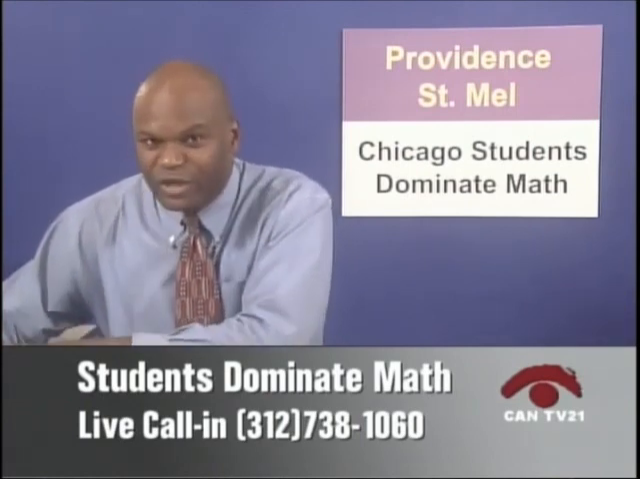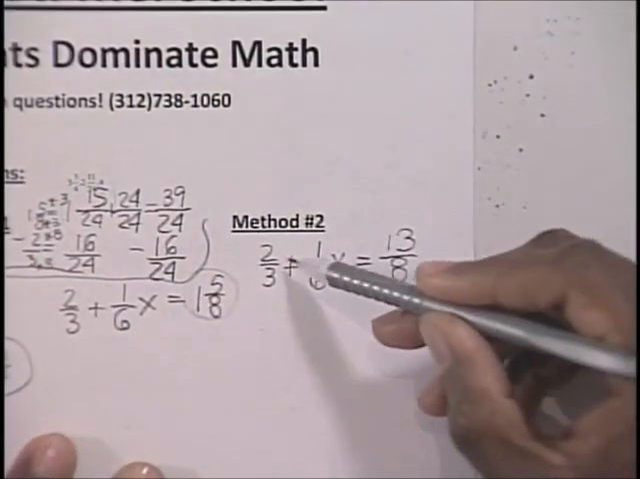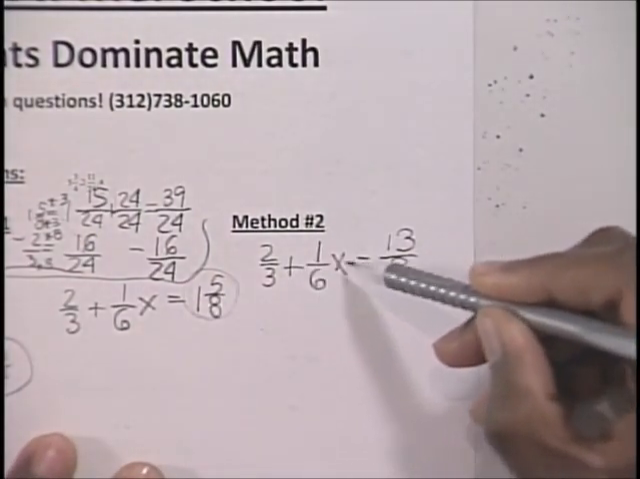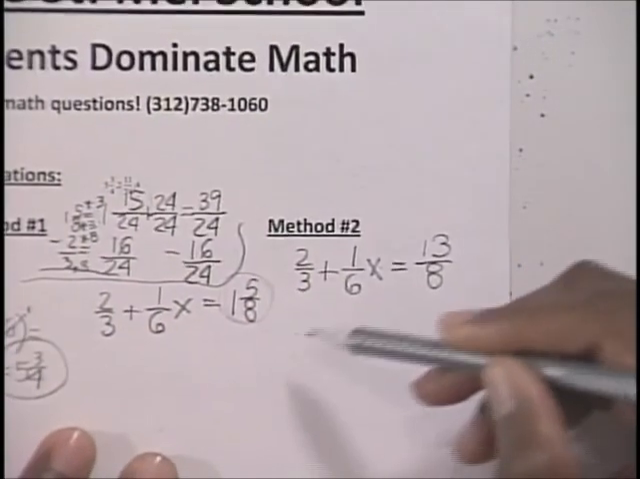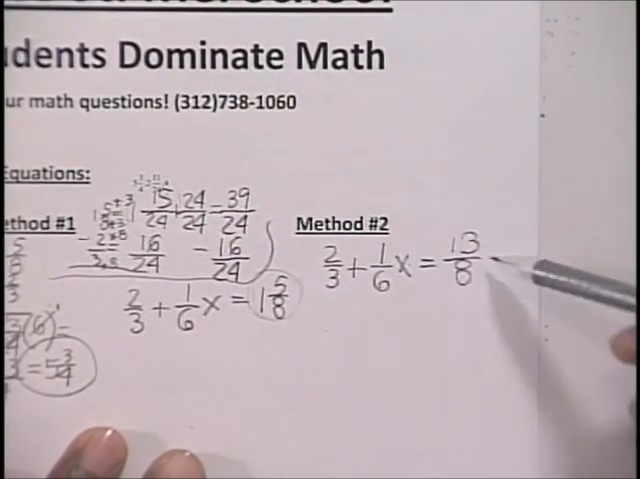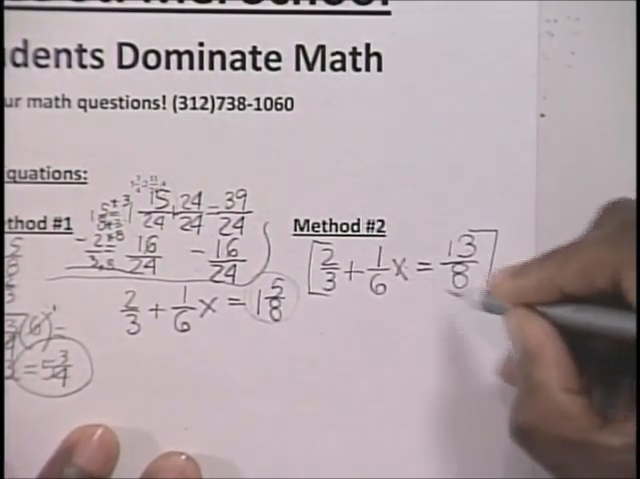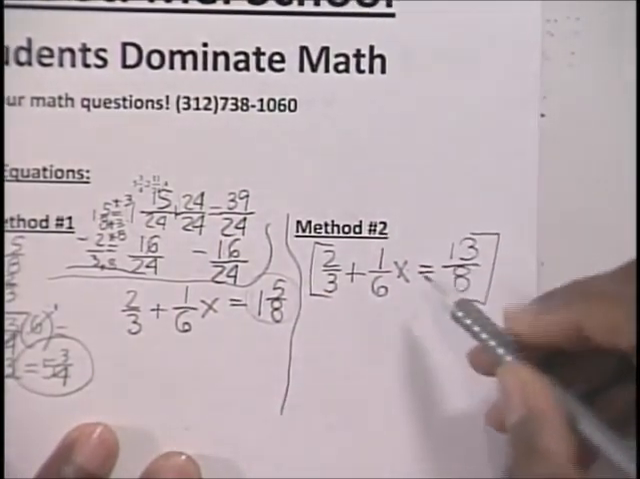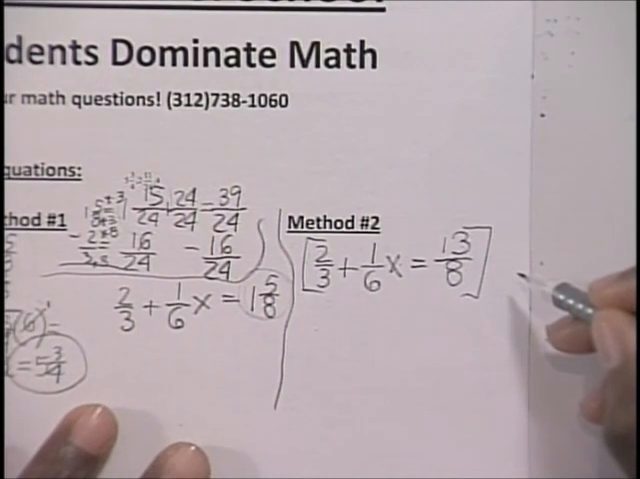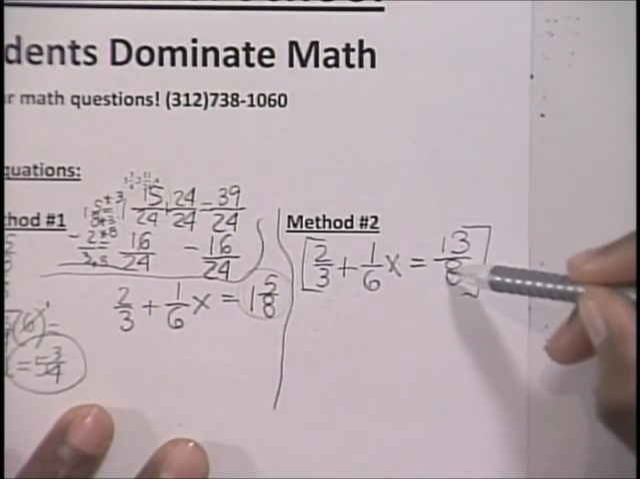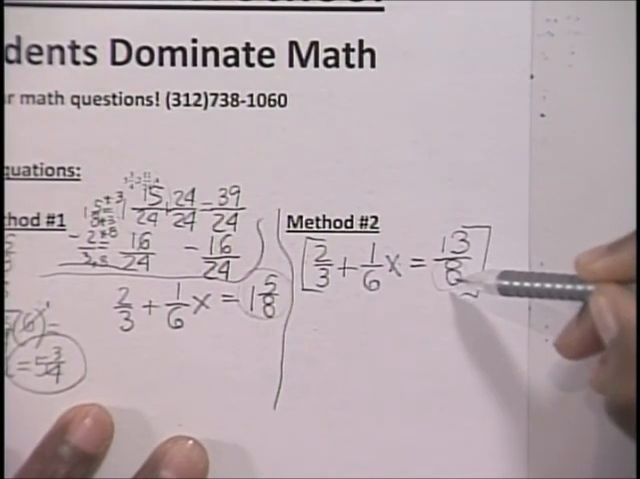All right, so now that we've got 13/8, let's take a look at what we got. So now we've got 2/3 plus 1/6x is equal to 13/8, which is the same thing as that 1 5/8. These have the same value. Now what we're going to do is multiply this entire equation by the least common denominator. And we find the least common denominator, again, by starting with the largest number, which in this case is 8.